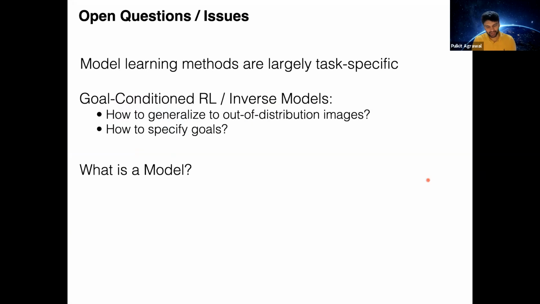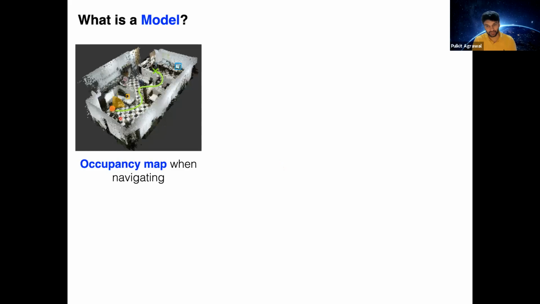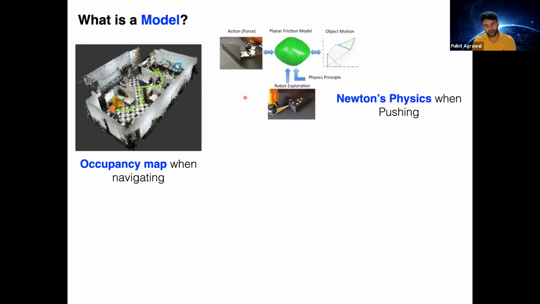Then another question which comes up is what exactly is a model? So until now we discussed two kinds of models, the forward model and the inverse model. But it turns out there are many different kinds of models. For example, if I'm doing navigation, then what my system cares about is where there are obstacles and where there are no obstacles. So we just want an occupancy map of the environment. Versus if I'm trying to push objects, what we care about is Newton's physics, because that controls how the object is going to move. Now a map is a very different kind of model than physics.